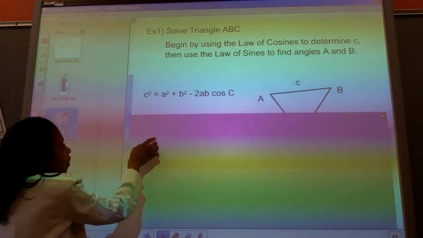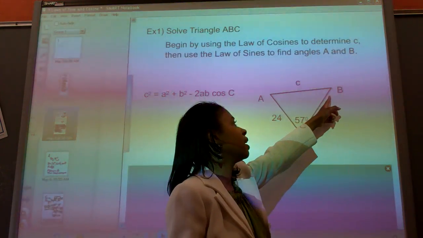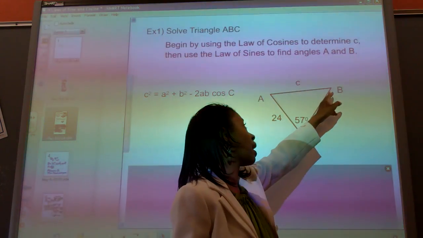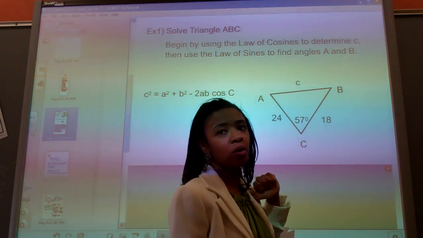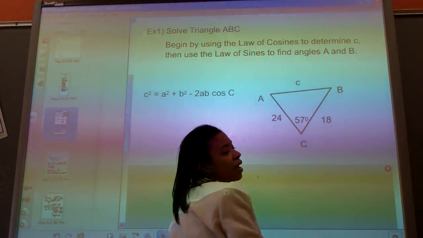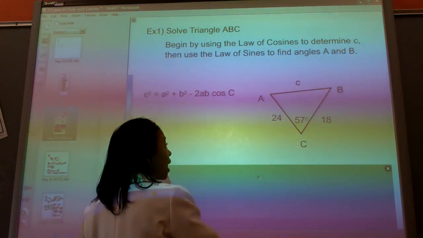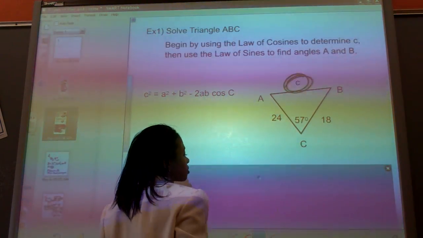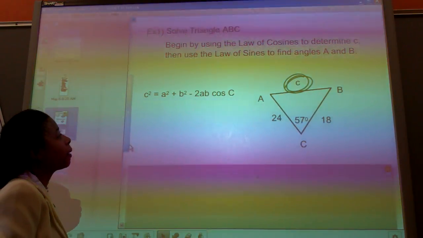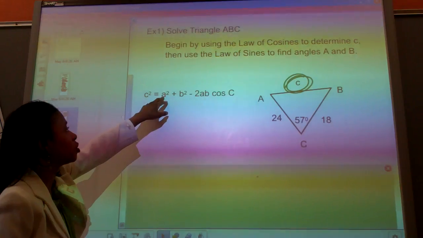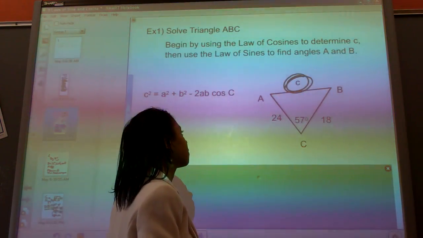So here we have triangle ABC. With the given information, we have side b, which is 24, because it's across from angle B. And I also have side a, because it's across from angle A, which is BC. Let's find c. I want side c, such that I find that side length, which is going to be a squared plus b squared minus 2ab cosine C.